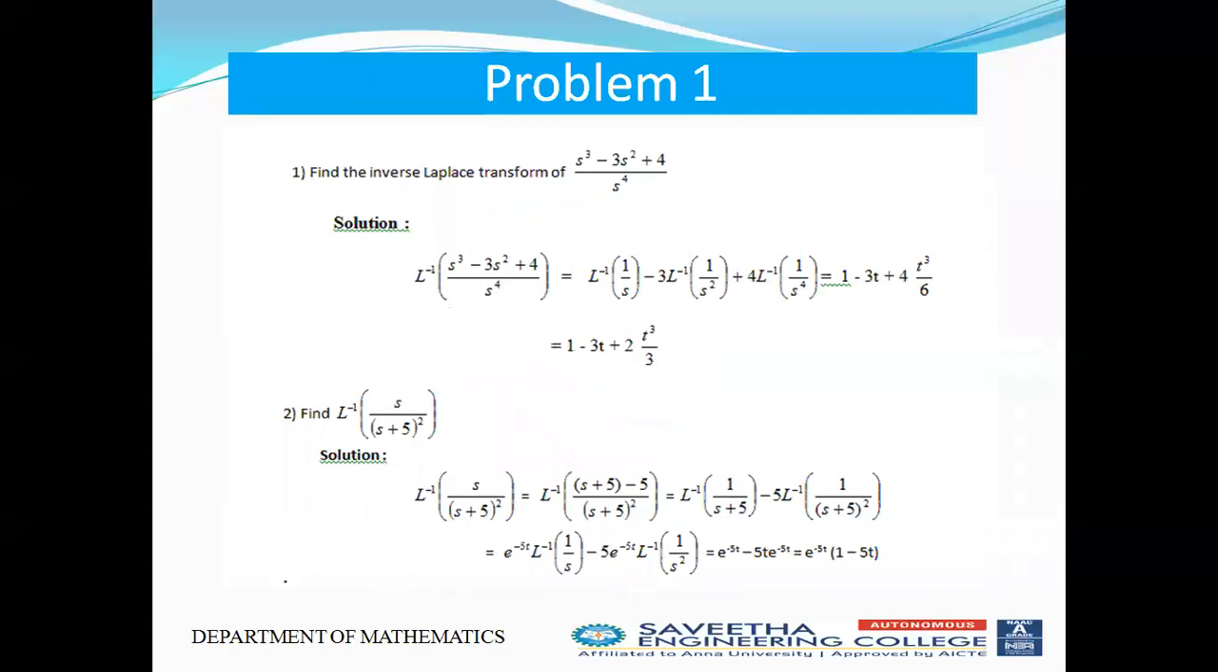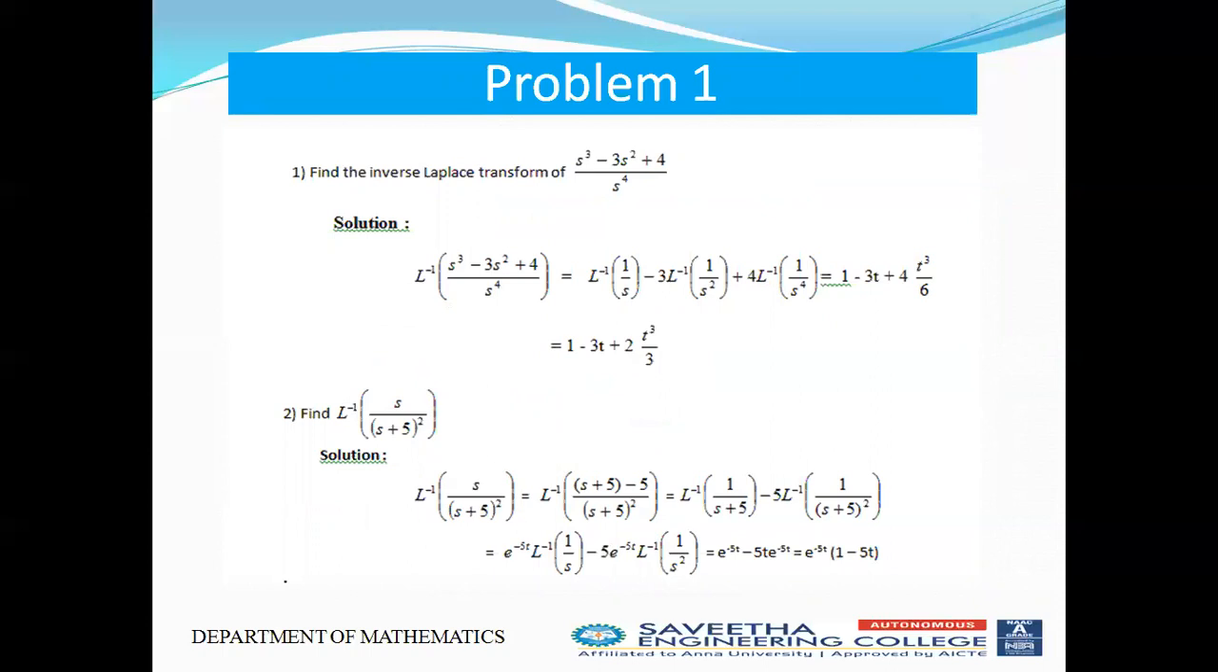Problem 1. Find the inverse Laplace transform of s cube minus 3s square plus 4 divided by s power 4. Before finding the inverse Laplace transform, we are going to simplify the term. That is, we are going to divide all the numerator terms by s power 4.